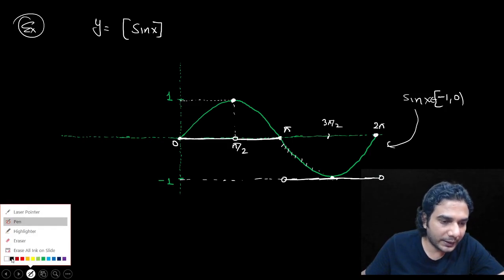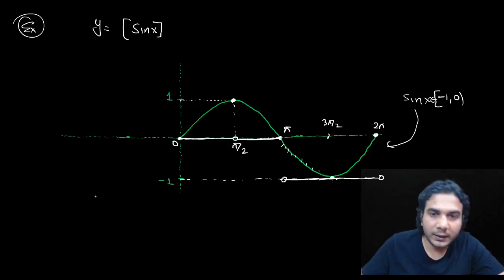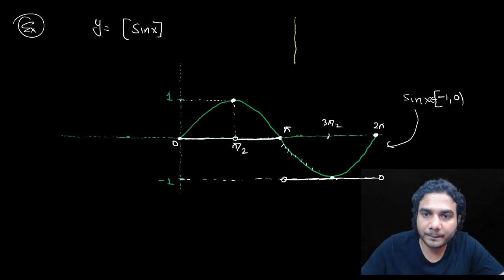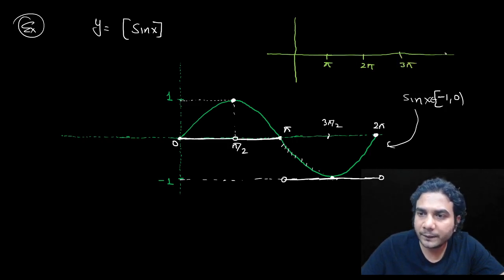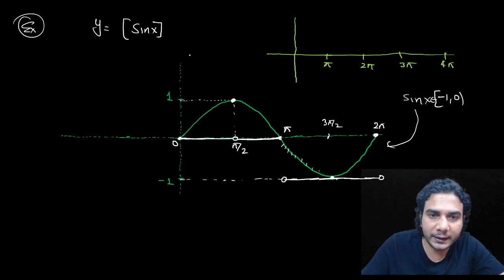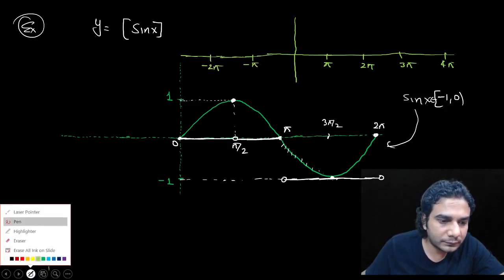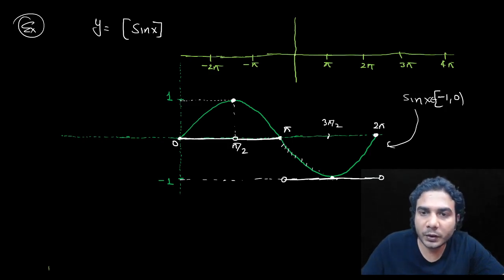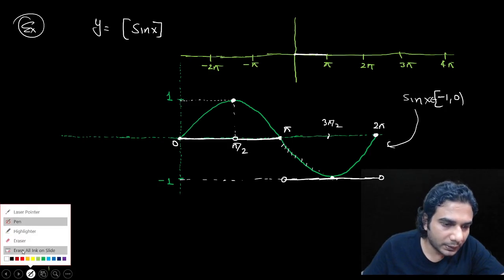If I draw it separately, I'll show you how it looks. Say this point is pi, this point is 2 pi, this point is 3 pi, this point is 4 pi. I'm drawing it up to 4 pi. I'll extend it further, and also to the left-hand side, minus pi, minus 2 pi. So between 0 to pi, it was 0. And 1 point was open. I just missed pi by 2.